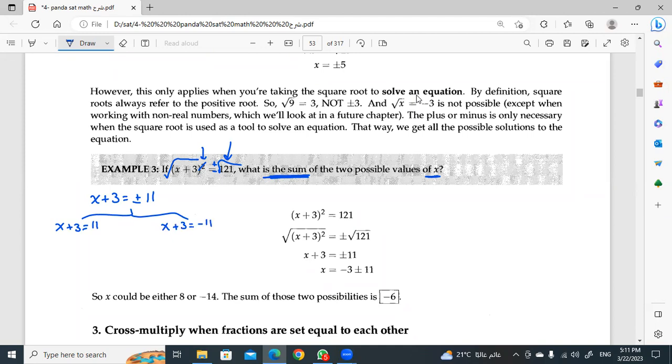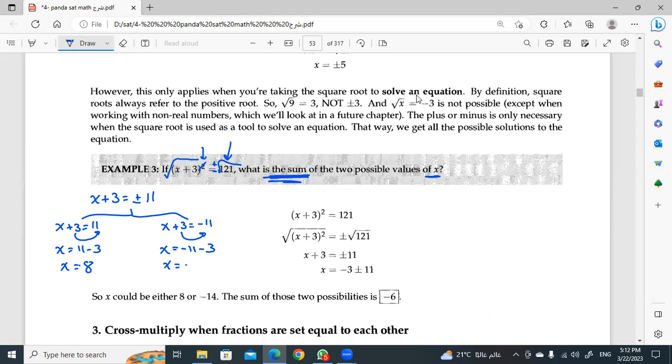By the way, the target is to get the sum of the two x's. Okay? So I will move the 3 to the other side with the opposite sign. So it will be x equals 11 minus 3, which is 8. Perfect. And here I will get rid of the 3 by moving it with the negative sign. So it will be negative 11 minus 3, which is equal to negative 14.